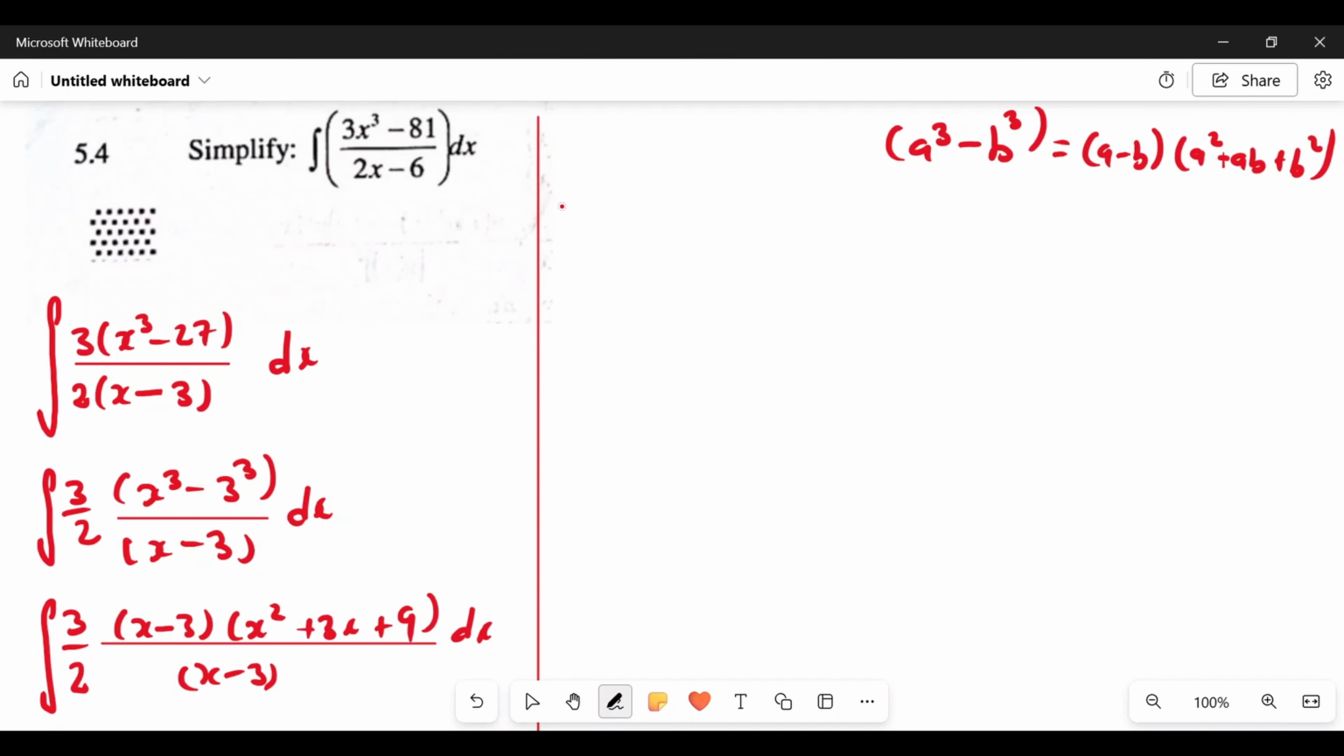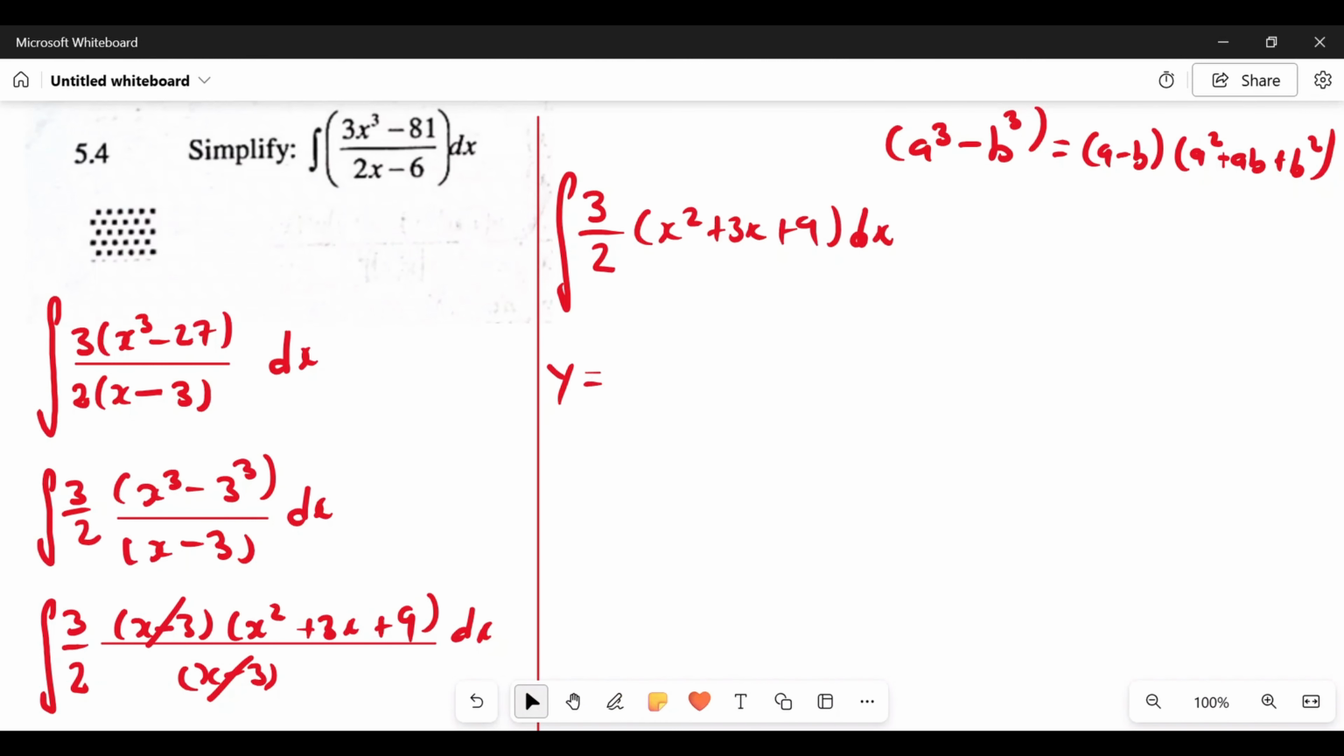So let me continue here. So we can say sigma. When you look at this here, we can say x minus 3 divided by x minus 3. That is going to give us 1. So we'll be left with 3 over 2, and then we have x squared plus 3x plus 9 dx. So when it's like this, guys, our expression is simplified. We can start integrating. So let's integrate.